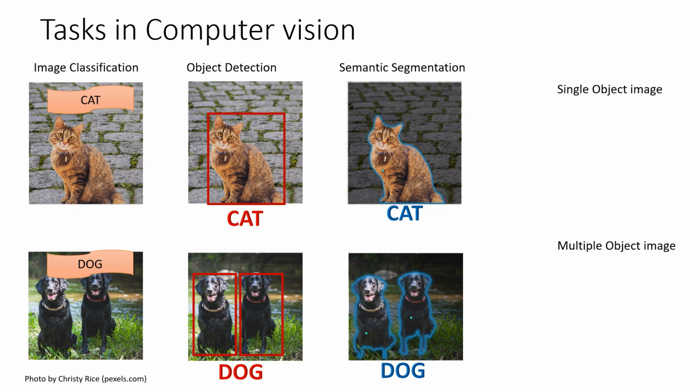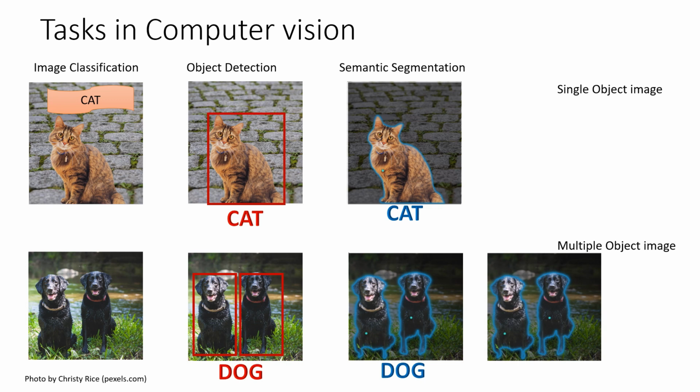But in multi-object images, another task can be performed, which is known as instance segmentation, because we saw in the semantic segmentation that both the dogs' pixels were counted as a single dog. So it did not differentiate between dog 1 and dog 2. But in this case, dog 1 pixels are separated from dog 2 pixels, and the model knows that there are two dogs in the image. So these are the basic tasks which are involved in computer vision.